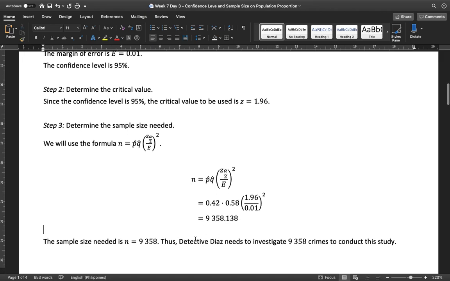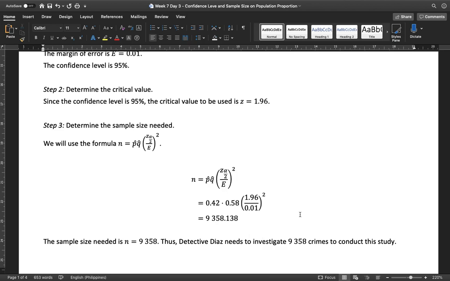So, ang kailangang sample daw pala is 9,358. So, Detective Diaz needs to investigate 9,358 crimes and check kung alin doon yung drug-related. So, that's how we go around with determining the sample size needed in estimating the population proportion.